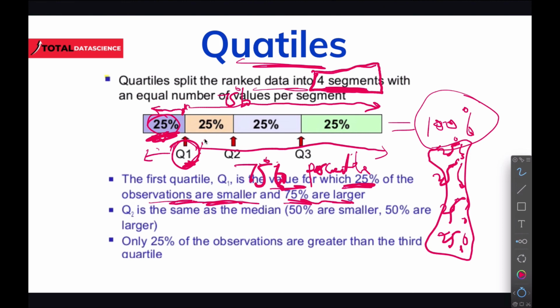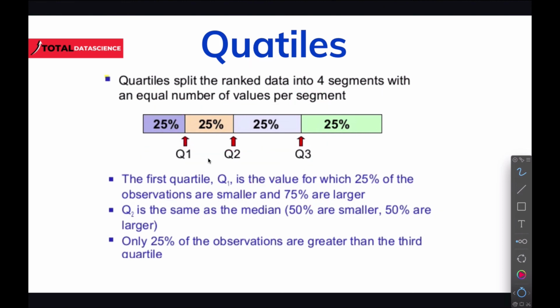and 75% of the marks are above yours. Now in the same way, the Q2 is nothing but the median. Q2 is the same thing as the median, meaning that you have 50% of the marks less than you, and 50% of the marks greater than you. So you are somewhere in the middle of the data points.